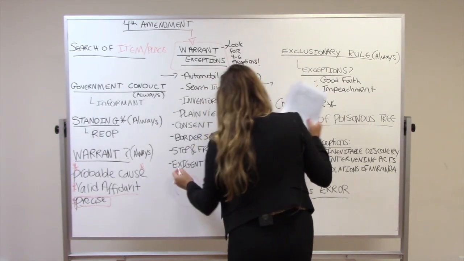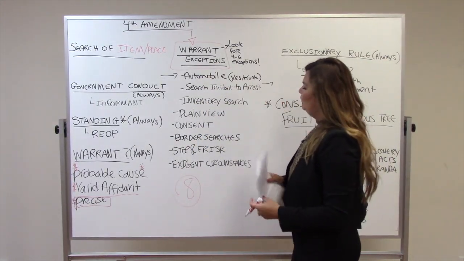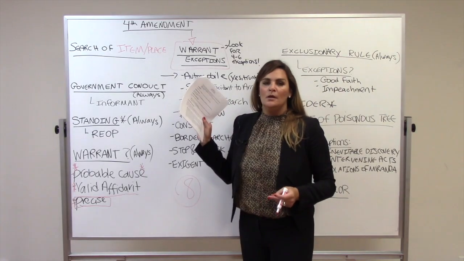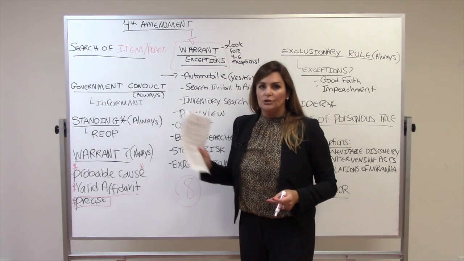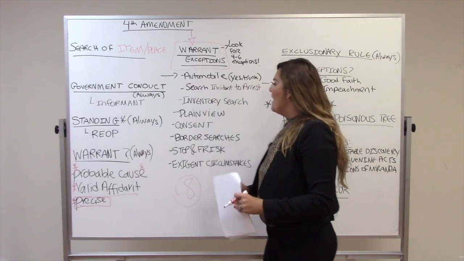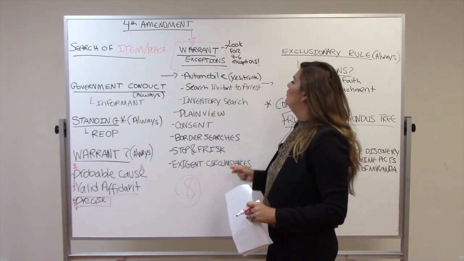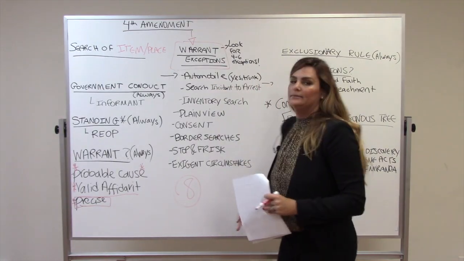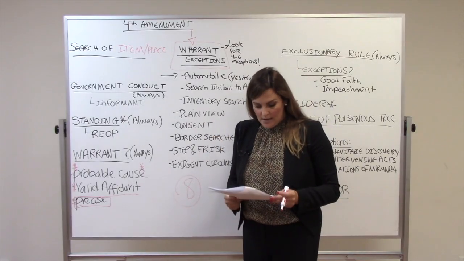You should know that number. And what are they? Now, I've given them to you in your approach. Of course, the long outline will elaborate on these exceptions. Make sure you know them really well. So we have the automobile exception. That is the first one.